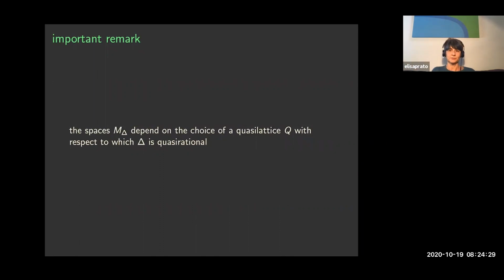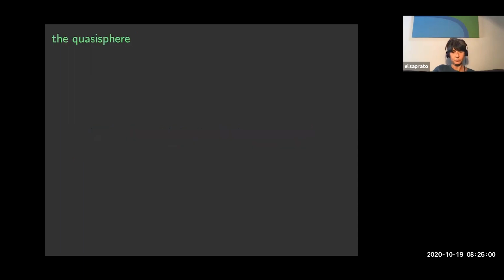So the important remark here is that this construction depends on a choice of quasilattice, as I already mentioned earlier, with respect to which delta is quasi-rational. And also on a choice of a set of normals, because all the construction depends on this initial choice of x1, ..., xd. So if you change Q and if you change x1, ..., xd, you will get different quasifolds.